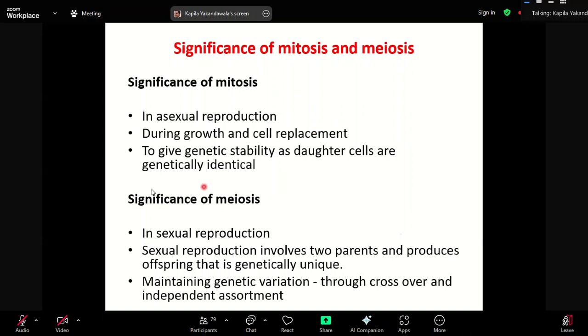Then this helps to give genetic stability because all the cells will be genetically identical. Therefore, that's the reason for using cuttings to propagate tea and rubber. Why?